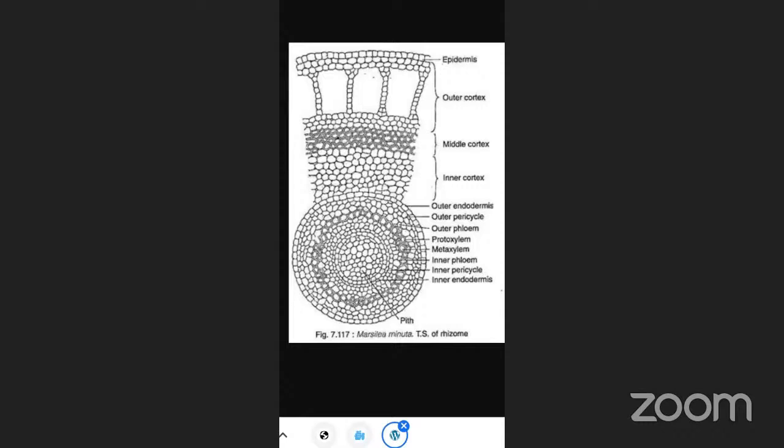In Equisetum, the external morphology of the Equisetum and stem, transverse section of the stem, and strobilus, LS of the strobilus, longitudinal section of the strobilus. This is also important.